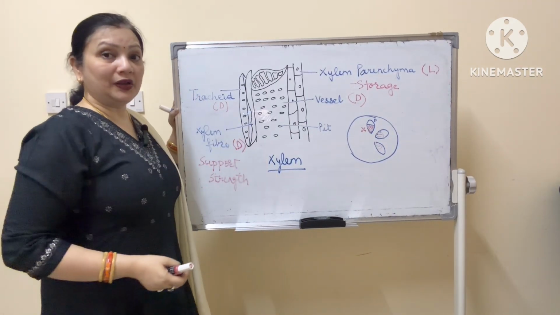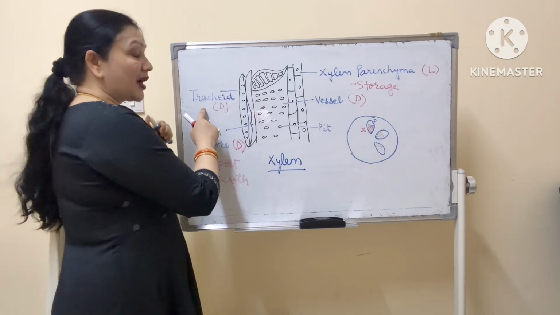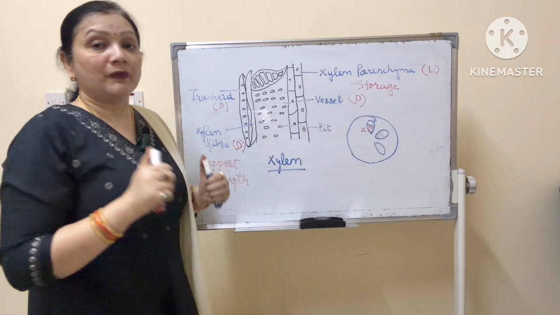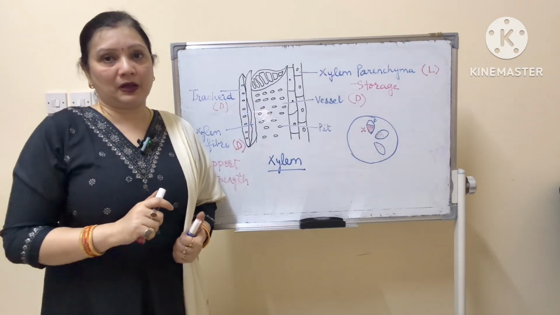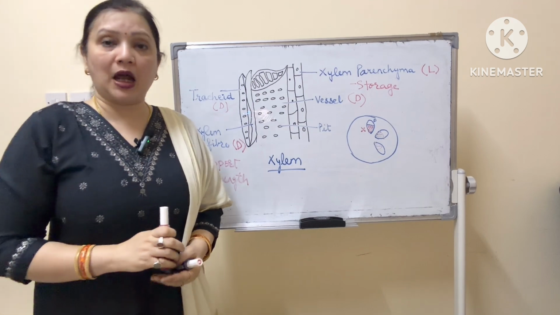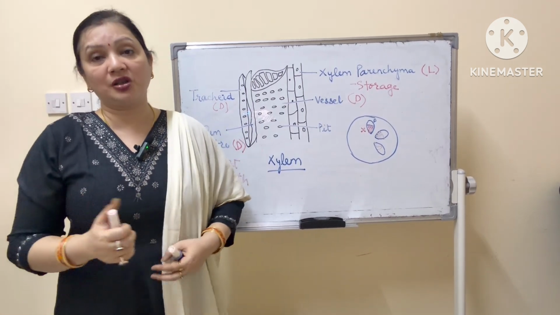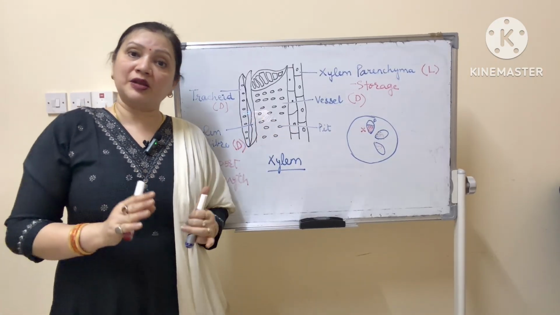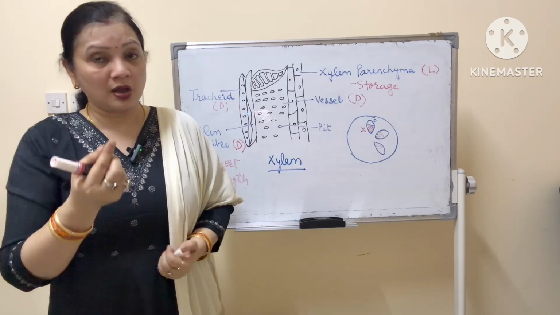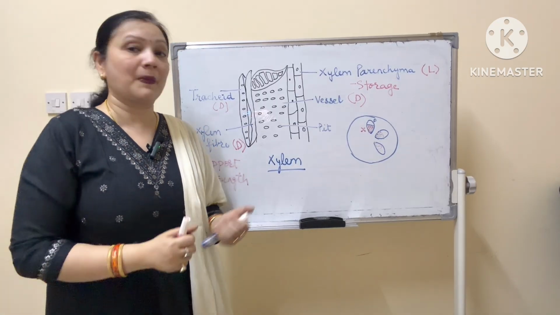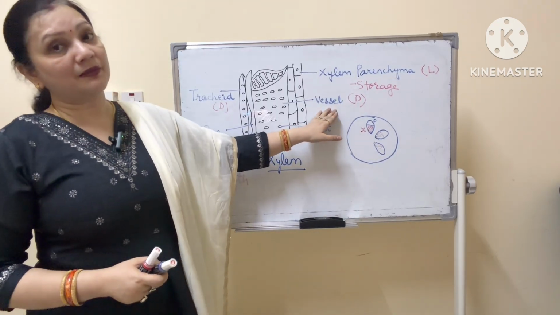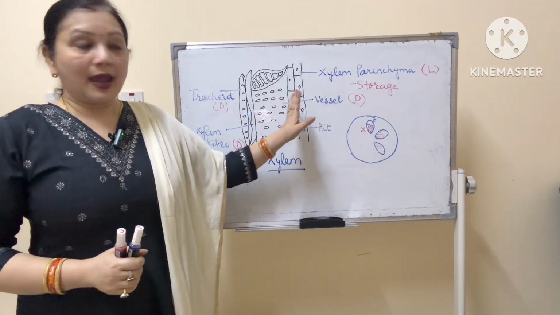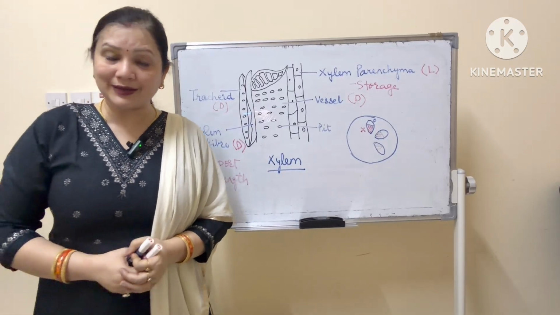Now, another important difference between tracheid and vessel is that tracheids will be found in all types of plants, whereas vessels will be found only in angiosperms. Angiosperm means flowering plants. When we study classification, you will understand what angiosperm is. Till now, you need to understand that angiosperm means flowering plant. Any plant where a flower is seen is a part of angiosperms, and the vessels make an important component of xylem in angiosperms. Any problem? I hope you have understood this.